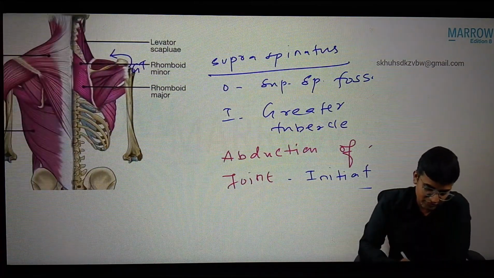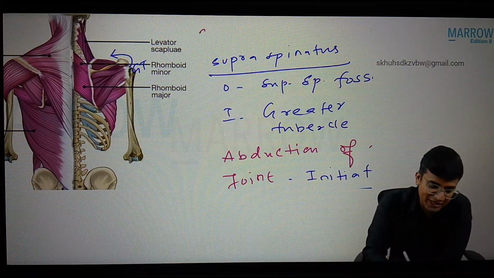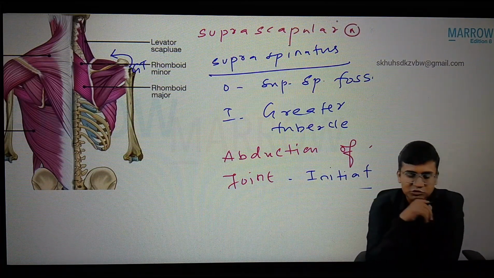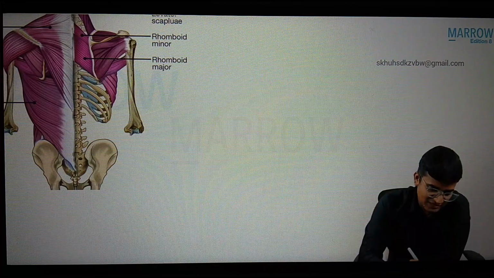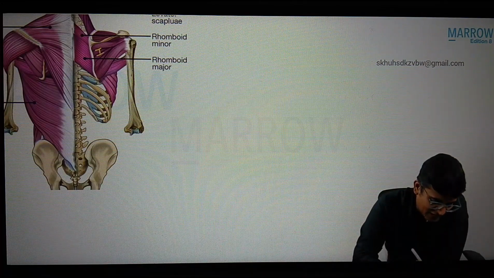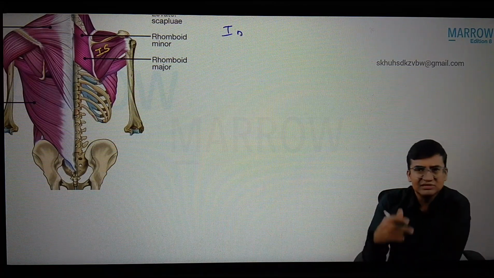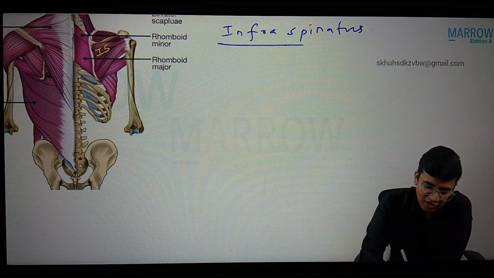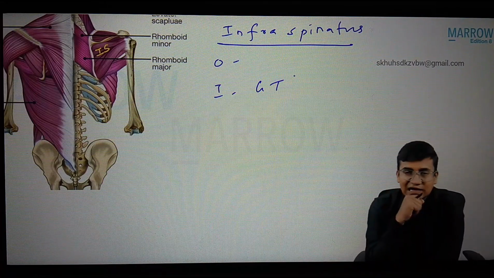Right. So now, nerve supply. The supraspinatus muscle and infraspinatus muscle are supplied by the suprascapular nerve. Now, next, we're going to discuss the infraspinatus muscle. The infraspinatus muscle originates from the infraspinous fossa, and inserts to the same tubercle, the greater tubercle.